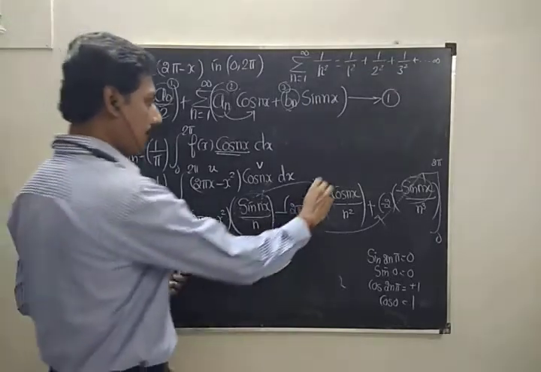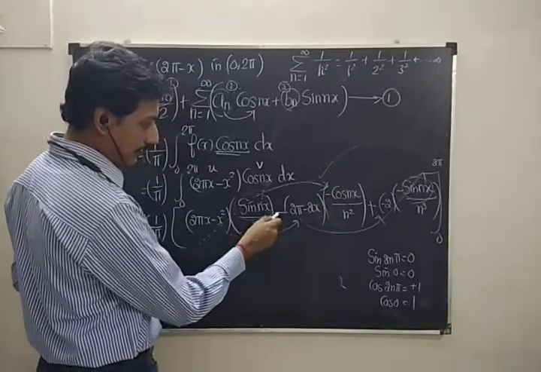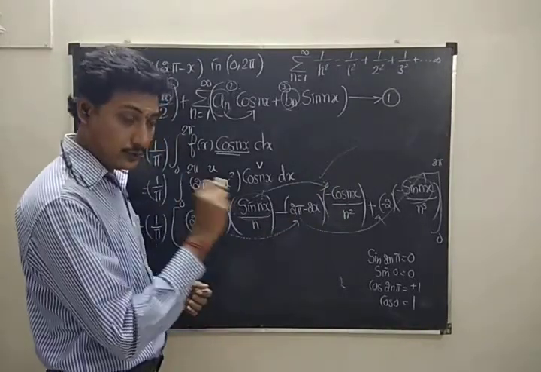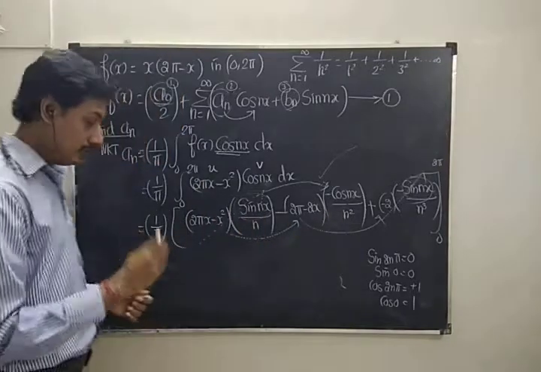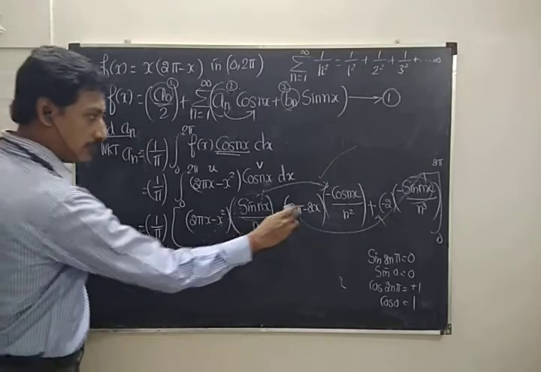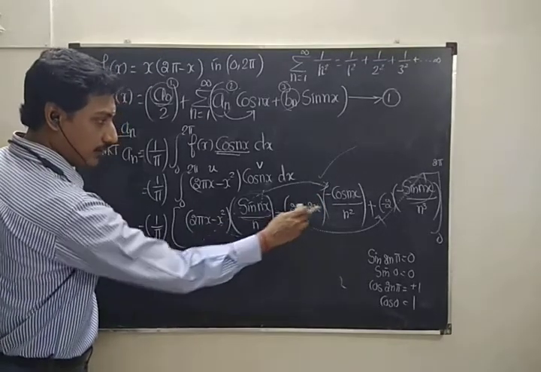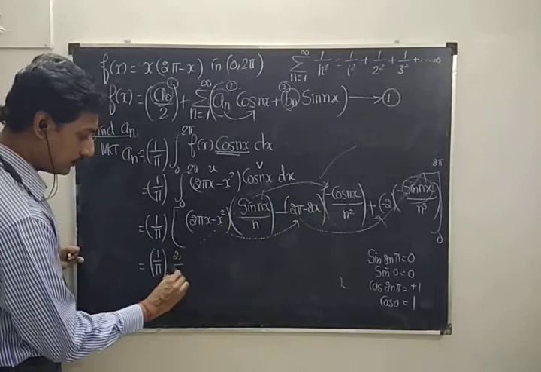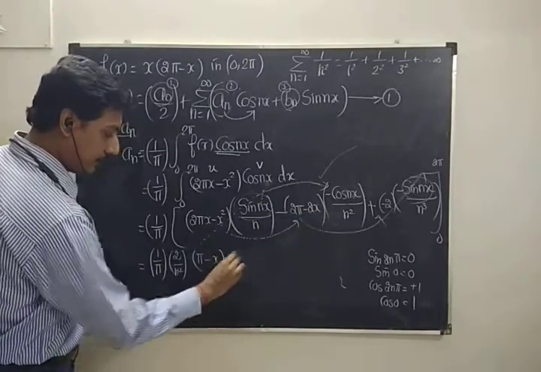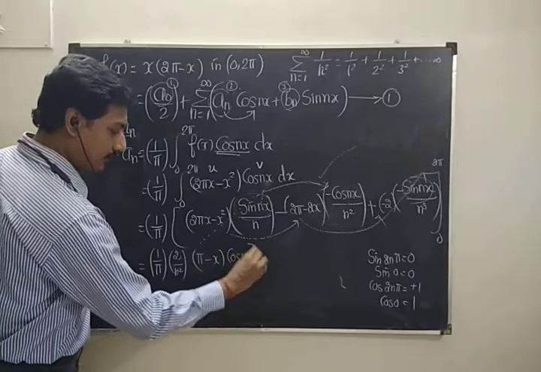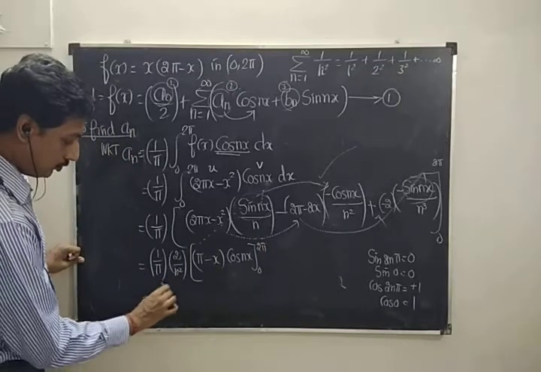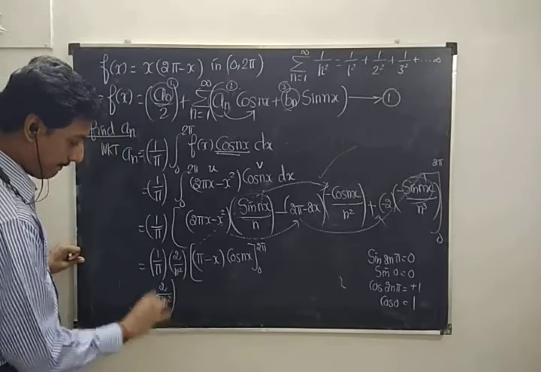So let's focus on the middle one. The middle one is minus minus plus, right? 2 pi minus 2x, so 2 is taken outside. 1 by n square is also taken outside. So already we have 1 by pi here. So minus into minus plus, 2 taken outside, then 2 by n square. So 2 by n squared of the balance, which is pi minus x into cos nx with the limit 0 to 2 pi, is equal to 2 by pi n squared into.